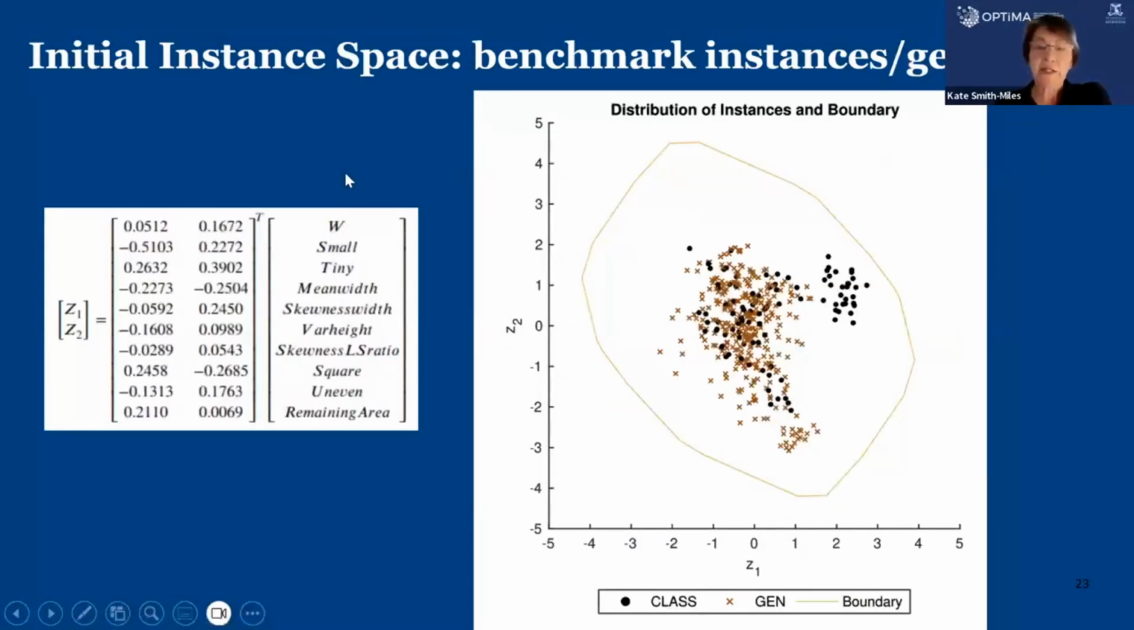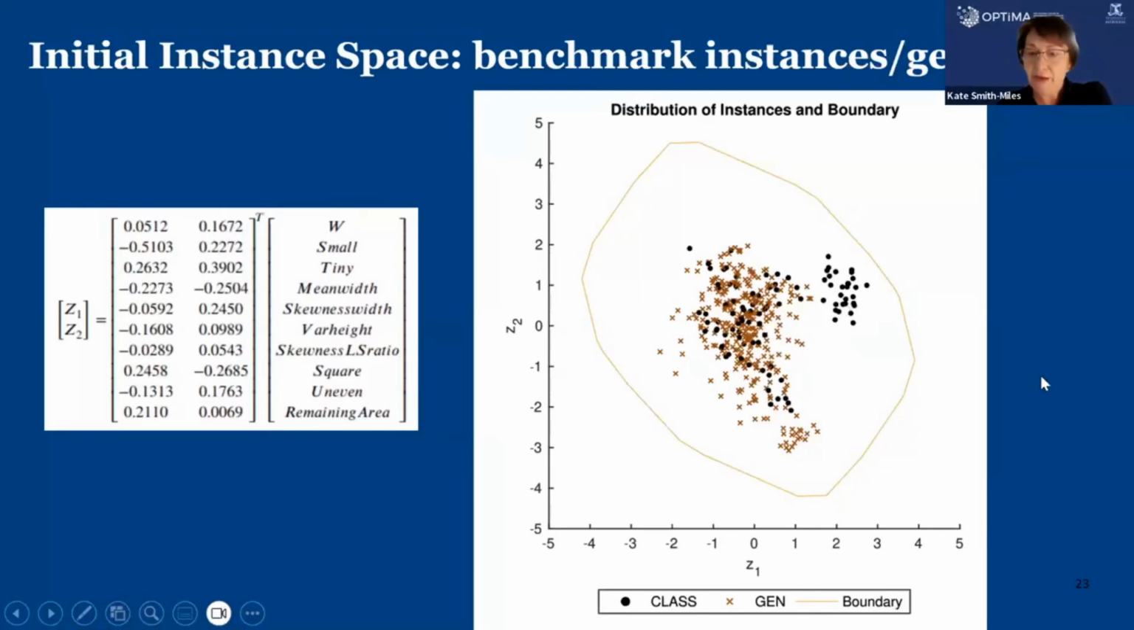So here's the initial instance space when we just use the benchmark instances that are out there in the literature, bin packing instances. A number of features were selected. I won't go into the details of what they are. You can look at the paper if you work in bin packing and are interested, but we get our 2D projection, and these are the existing instances, our mathematically defined boundary within which all 2D bin packing instances can lie, and the 2 types of instances that are in the literature.